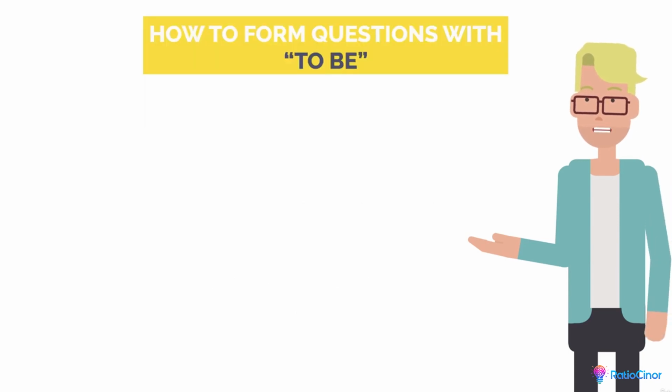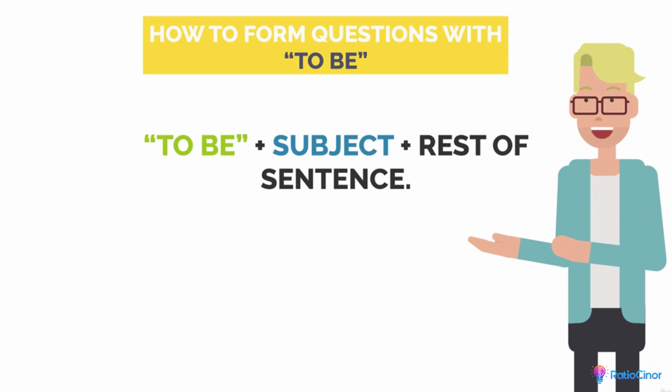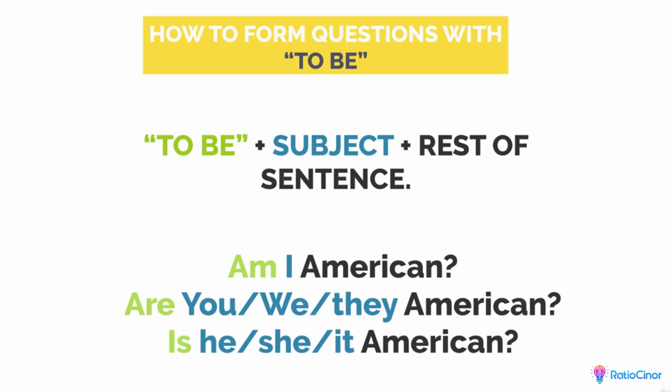How to form questions with to be. To be plus subject plus rest of sentence. Am I American? Are you, we, they American? Is he, she, it American?